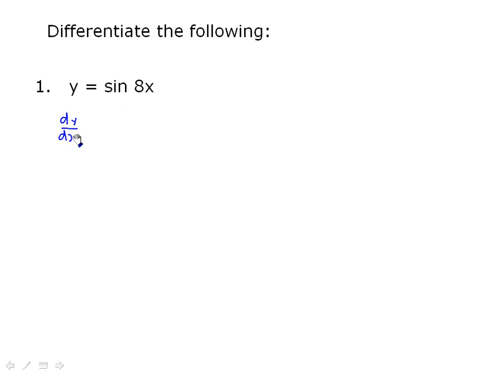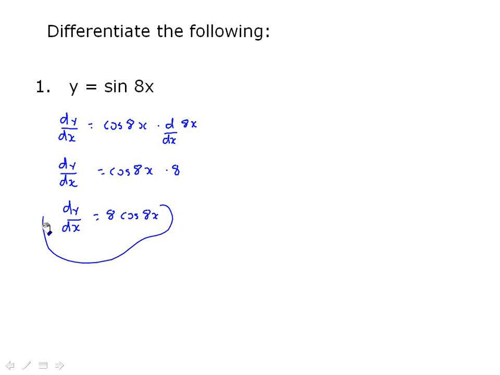So dy dx is equal to the derivative of sine 8x, which is cosine 8x, multiplied by the derivative of the inner, so d dx of 8x. Do not forget that part. And then dy dx is equal to cosine of 8x times 8. Now that 8 is not part of the argument. It's not within the cosine function. It's being multiplied to it. So it's actually equal to 8 cos 8x. And that's how it works.